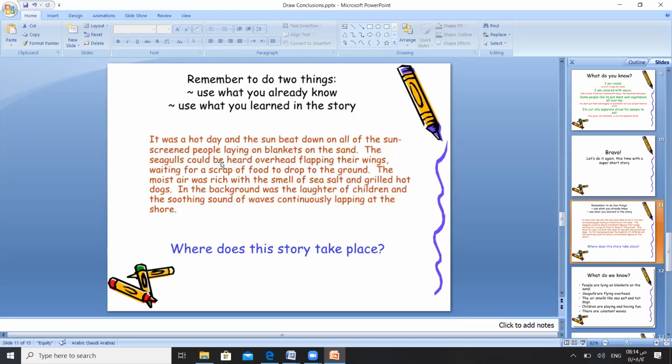It was a hot day and the sun beat down on all of the sun-screened people laying on the blankets on the sand. The seagulls could be heard overhead flapping their wings, waiting for a scrap of food to drop to the ground. The moist air was rich with the smell of the sea salt and the grilled hot dogs. In the background was the laughter of children, the soothing sound of waves continuously lapping at the shore.